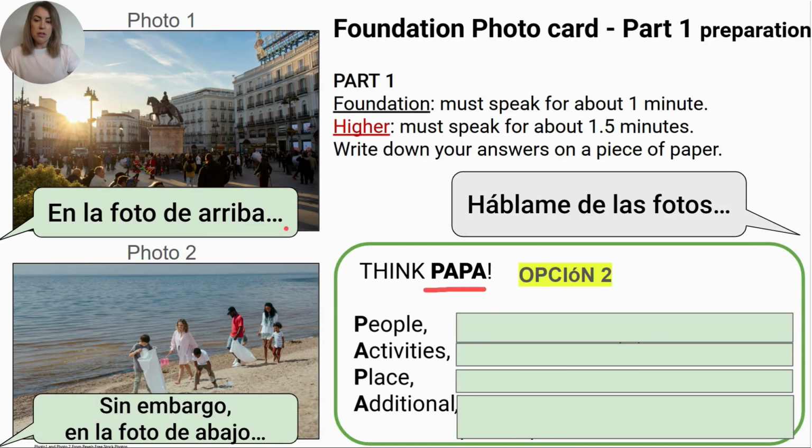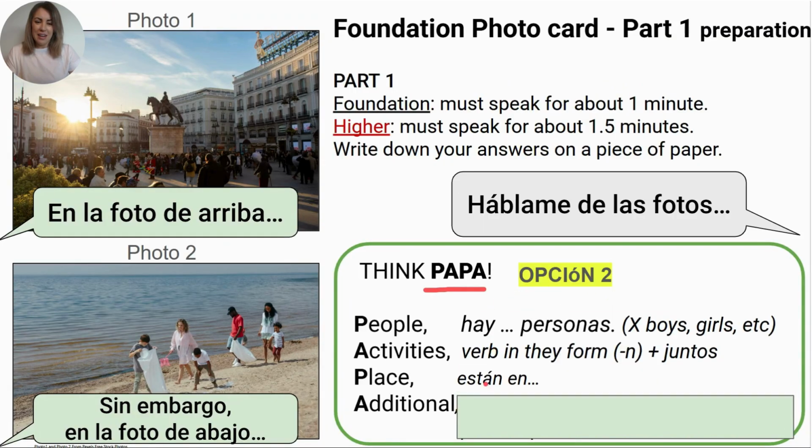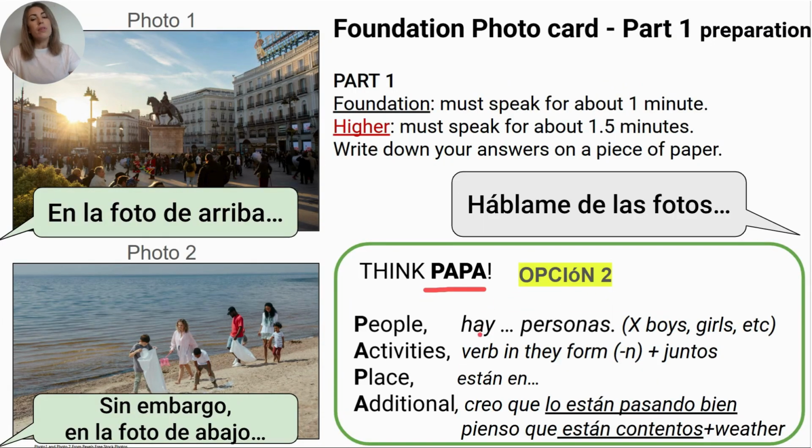So people, say 2 things about the people in the photos, say 2 things about the activities for foundation, and if you are doing higher, say 3. Okay, so there we go. That's your option 2. And then for option 2, we have some prompts here. So, I count how many people.